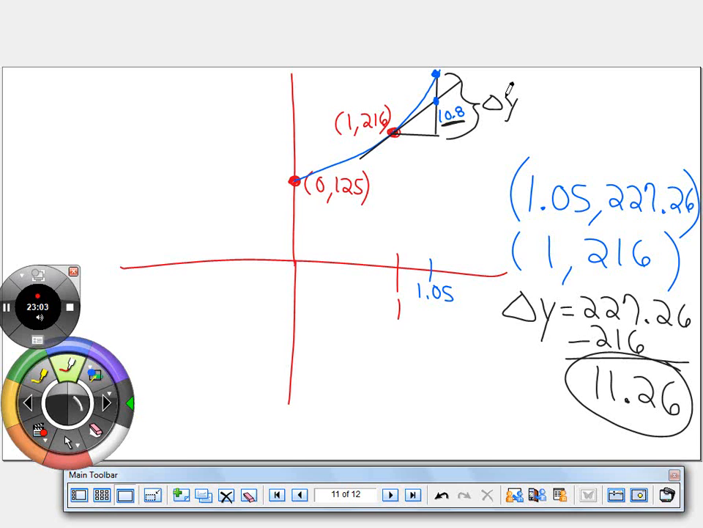So what I did was I plugged in a 1 into the original function, I got 216. Then I plugged in a 1.05 and I got 227.26. And I subtracted those two y values, and I got 11.26. So that 11.26 is actually the change in y, and it's obviously different than the dy. So 11.26. All right. So that's really it as far as differentials and linear approximation.